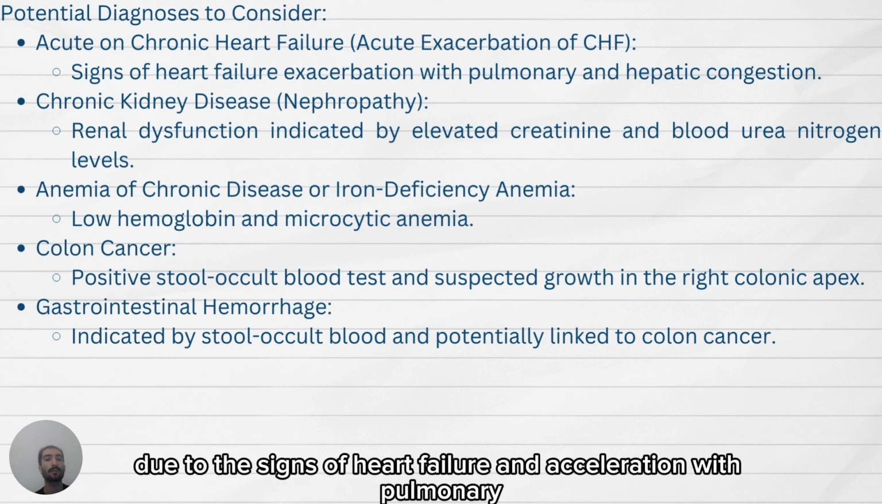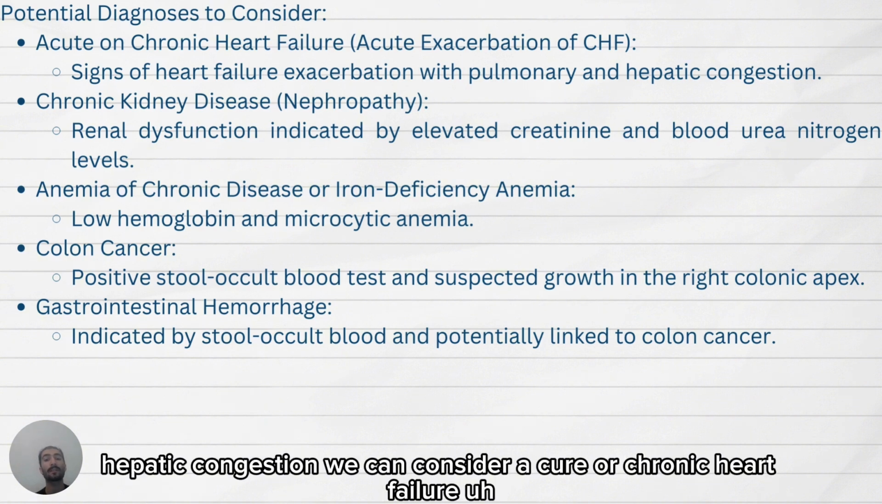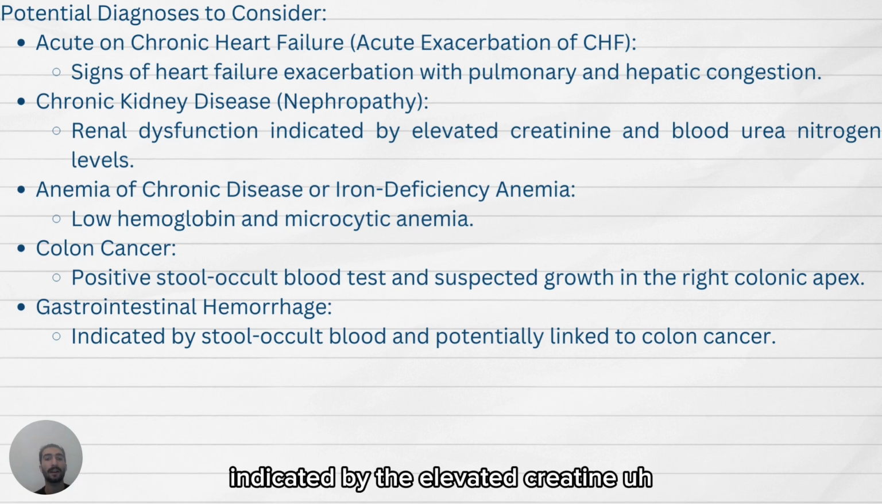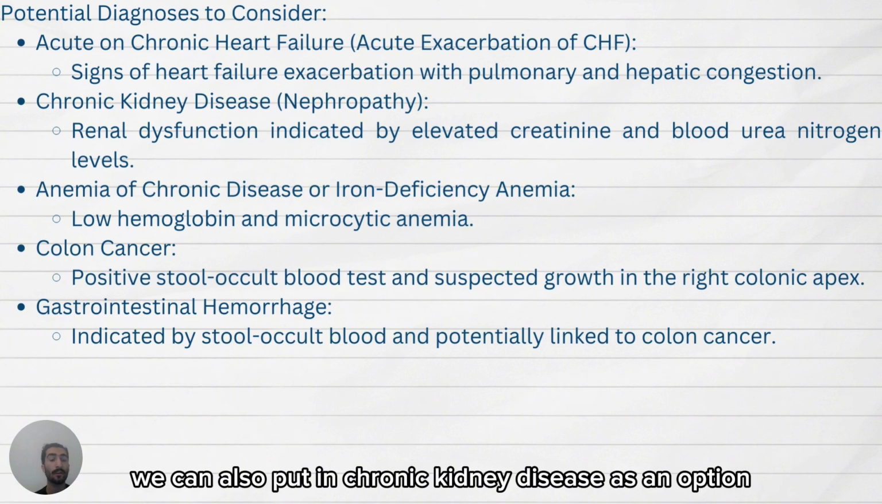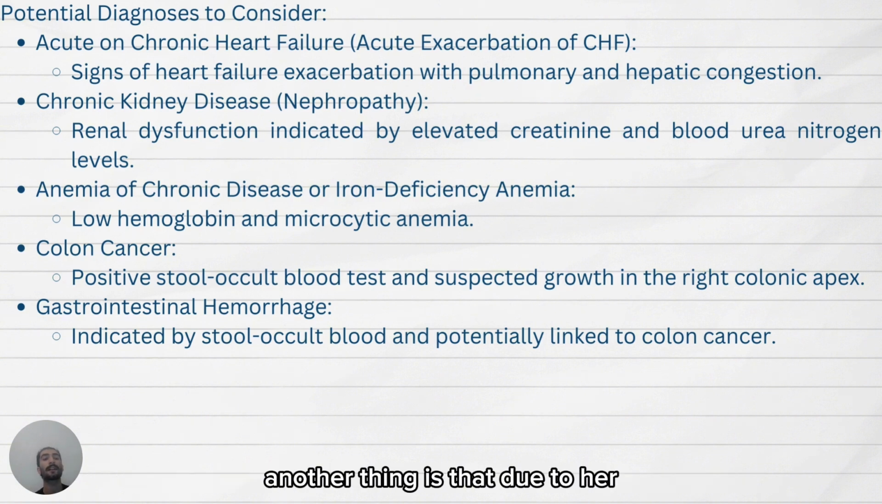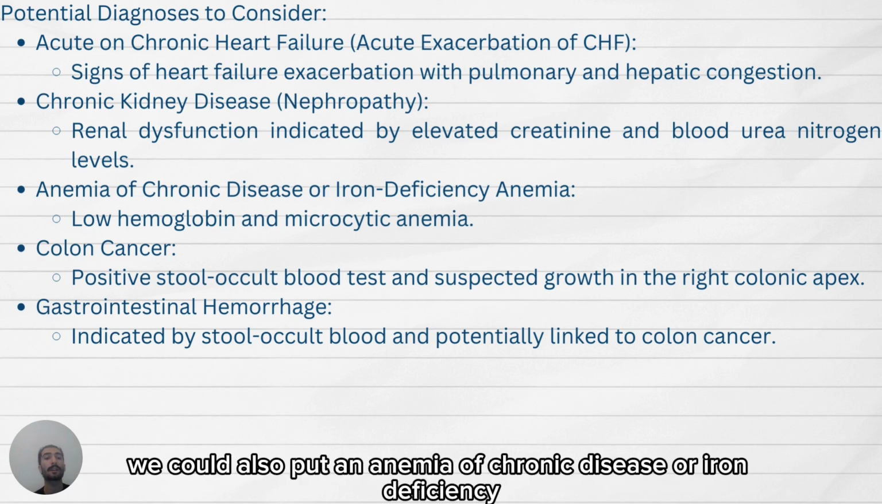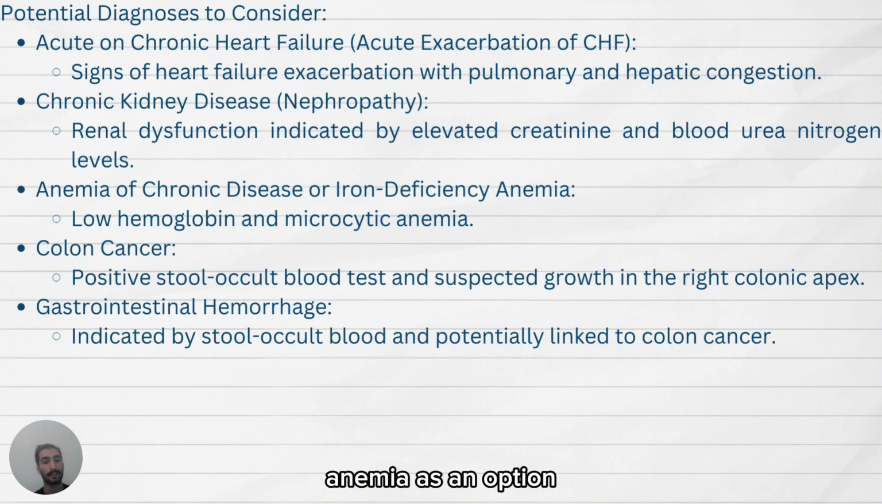Now, with all of these clinical findings that we got, some of the potential diagnoses that we could consider: due to the signs of heart failure and exacerbation with pulmonary and hepatic congestion, we can consider acute or chronic heart failure. Another thing would be, due to the renal dysfunction indicated by the elevated creatinine and blood urea nitrogen levels, we can also put in chronic kidney disease as an option. Another thing is that due to the patient's low hemoglobin and macrocytic anemia, we could also put in anemia of chronic disease or iron deficiency anemia as an option.